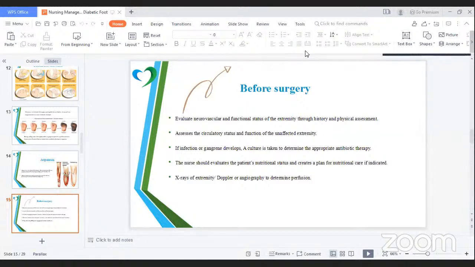If there is infected gangrene, of course, a culture needs to be taken because there are signs and symptoms of infection, and we need to determine the type of antibiotic. The nurse should evaluate the nutritional status and create a nursing care plan for the patient's nutrition. Of course, X-ray, Doppler, and angiography are used to determine the perfusion.